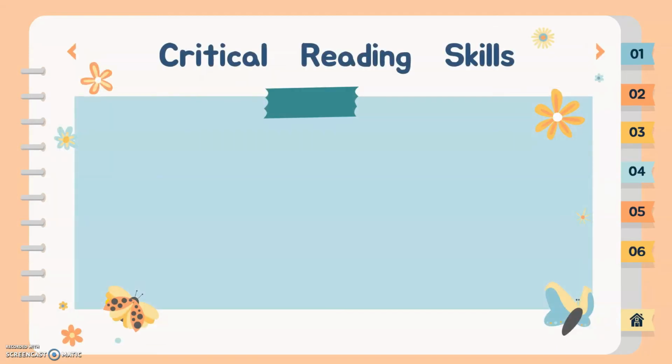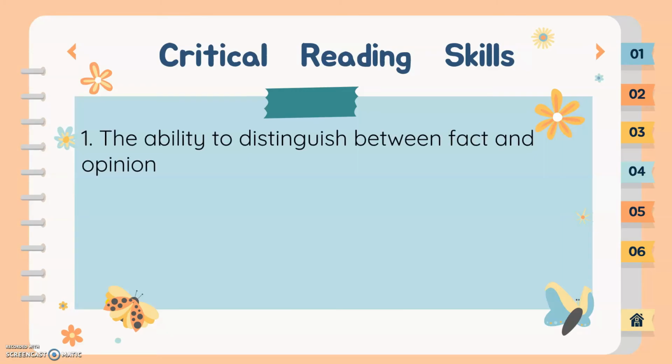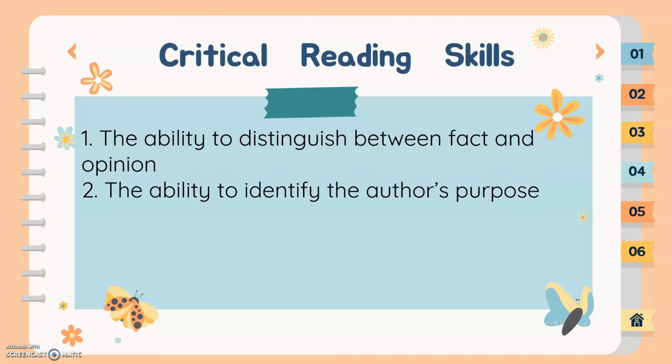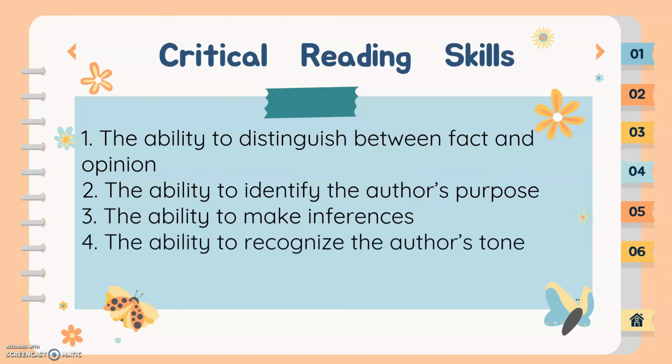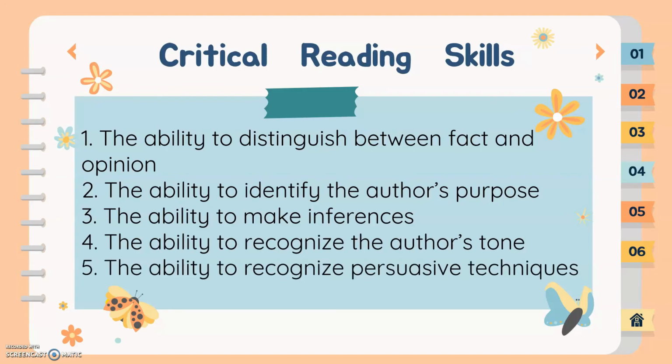The following are the different critical reading skills enumerated by Prentice Hall. The first one is the ability to distinguish between fact and opinion, the ability to identify the author's purpose, the ability to make inferences, the ability to recognize the author's tone, and the ability to recognize persuasive techniques. Therefore, a critical reader requires various skills when reading a text. Critical reading ultimately examines the author's choice of content, language, and structure. To read critically is to make judgments about how a text is argued. Reading critically means you are thinking critically and you must question what you are reading.